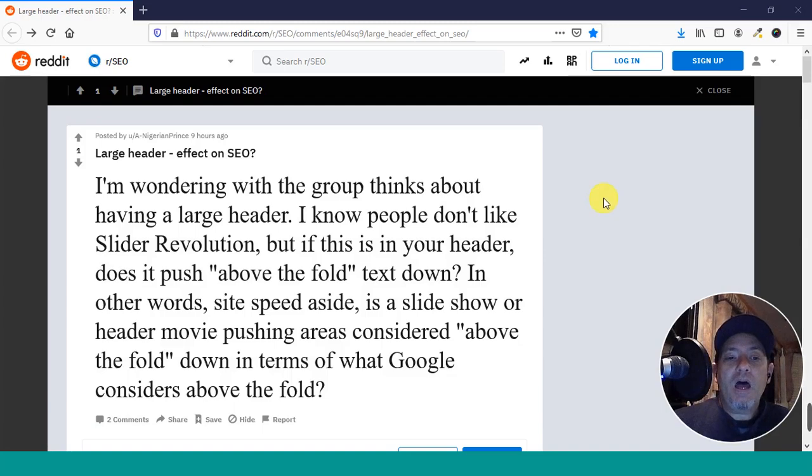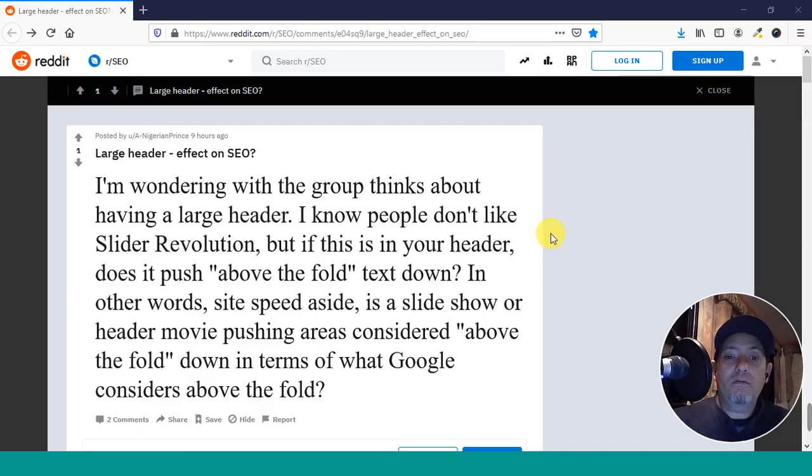This person's saying having a big hero image, and most of the time when you see these big hero images, they just have one headline of text. Maybe they have a little tagline. Sometimes they might have a little call to action button. But most of the time it's just one headline, one sentence, maybe a tagline, maybe a button, and that's it. And then all the rest of the stuff is down below. And that doesn't just mean slides. That could mean any type of hero image area.